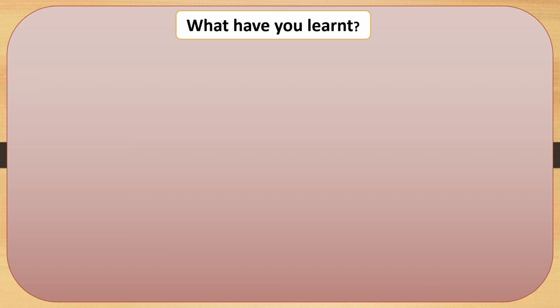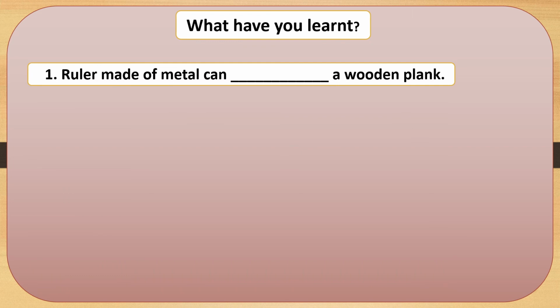So, students, what have you learned today? We have said that ruler made of metal can do what? Very good. Can scratch. Ruler made of metal can scratch a wooden plank.